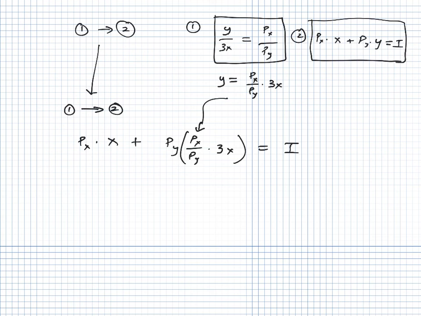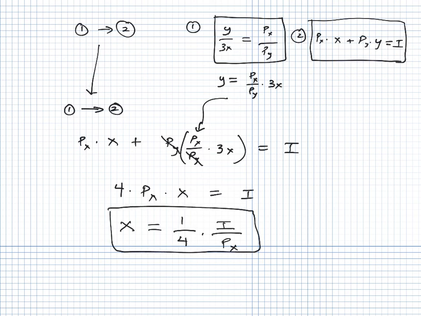Now again, we've got to be a little bit careful here as we do some simplification. You'll notice that the py terms are going to cancel. So I've got px times x plus px times 3x. Well, what that really does is it gives me 4 times px times x, and that's going to be equal to I. And that means ultimately that x is going to be equal to 1/4 times I over px. And there we have it. That's our demand function for good x.